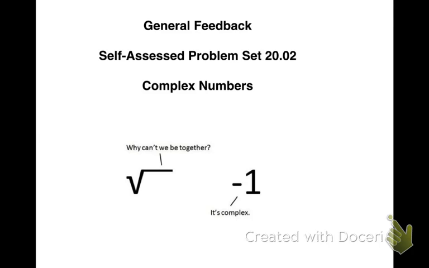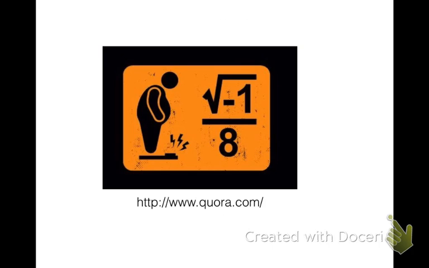20.2 from week 20. So this was on complex numbers, and keeping with Mr. Stevenson, I had to get some sort of complex number jokes here, and if you wondered why they can't be together, it's complex.